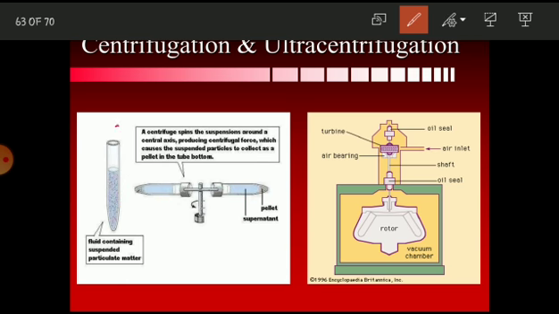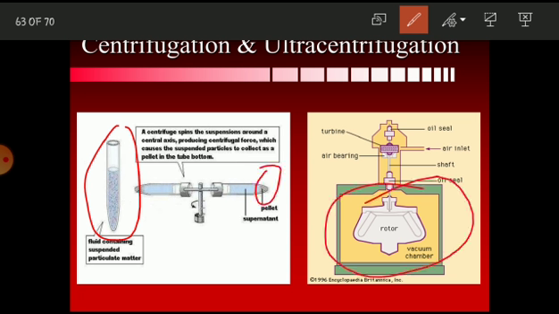Simply we have to take the suspended solution and suspend that in a rotor. It will rotate the test tube in such a way that you will get two layers. First one is a pellet and second one is a supernatant. So in this manner we are going to separate the impure particles from the colloidal solution. So this is for your knowledge, that is centrifugation. So no need to worry about it for the final examination.